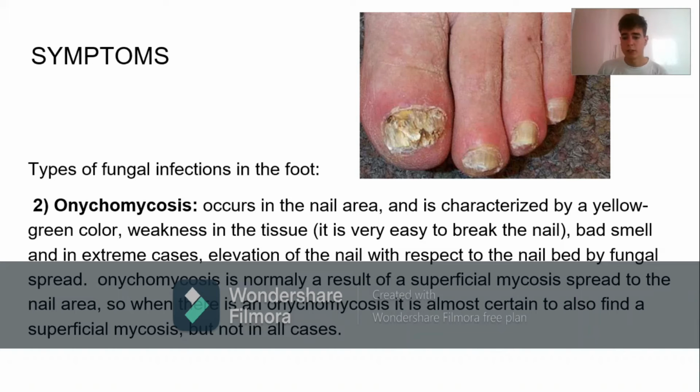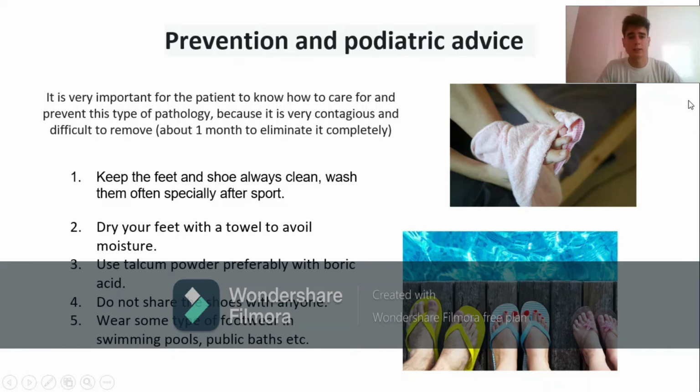Onychomycosis is normally a result of a superficial mycosis spread to the nail area. So when there is an onychomycosis, it is almost certain to also find a superficial mycosis, but not in all cases. Next, I'm going to give some information about prevention and some podiatric advice.